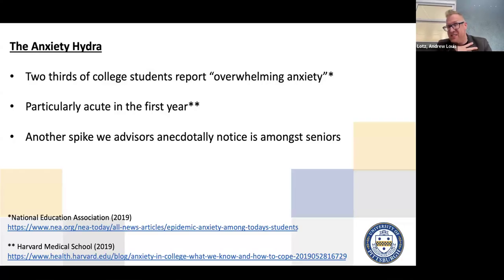Another spike we advisors anecdotally notice is among seniors. There's a real ratcheting up of anxiety and a whole host of ways that students deal with that anxiety. Some normal, some positive, some entirely negative. But it's another population that can get particularly anxious. I think it's important to address that in this way.